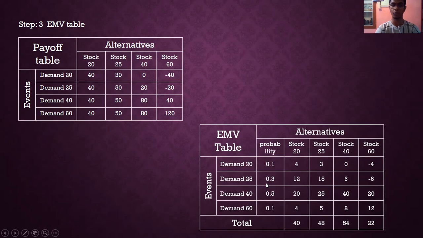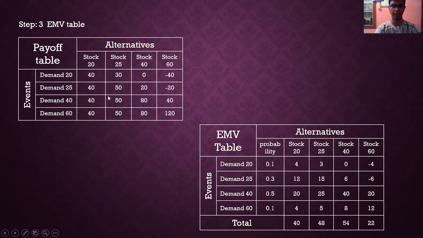So 0.3 into 40 will give us 12. Then 0.3 into 50 will give us 15. Then 0.3 into 20 will give us 6. Then 0.3 into minus 20 will give us minus 6. Now demand 25 is done. Now we'll go with demand 40. The probability is 0.5.